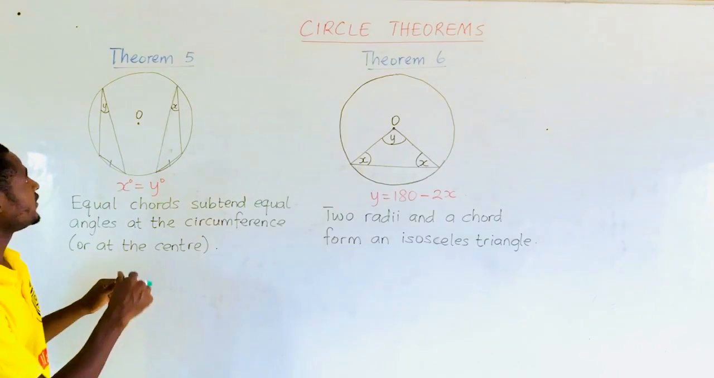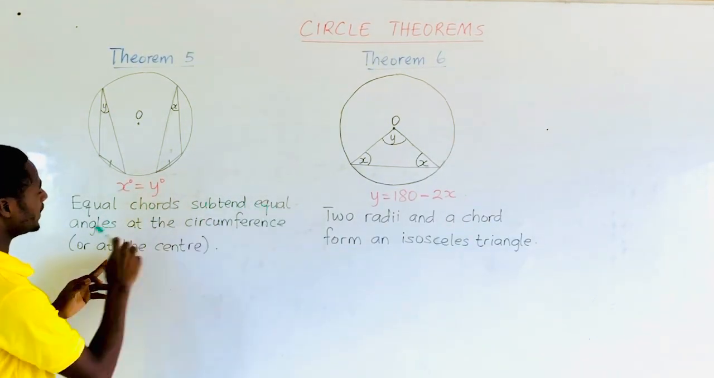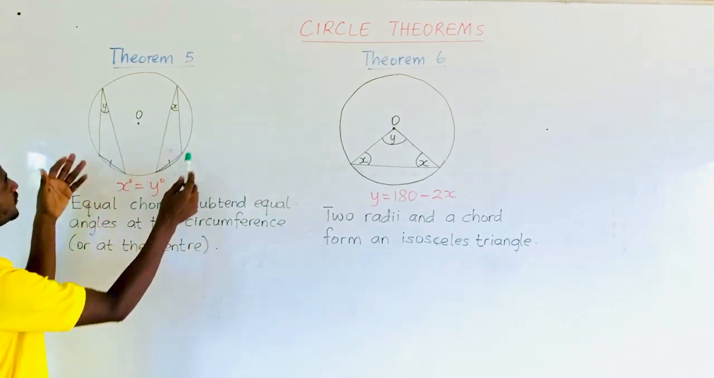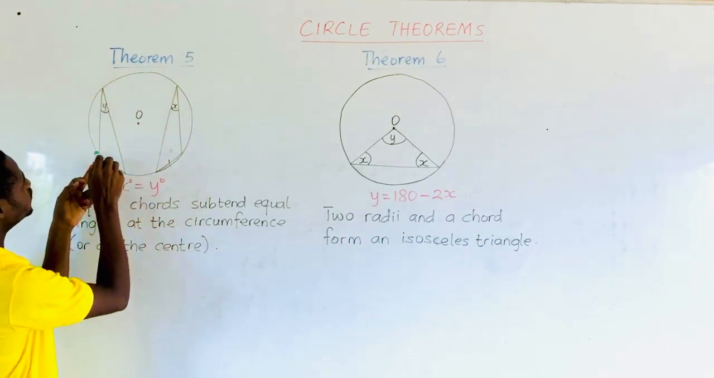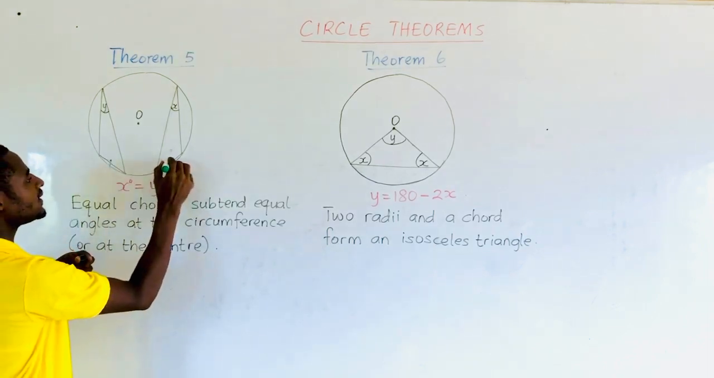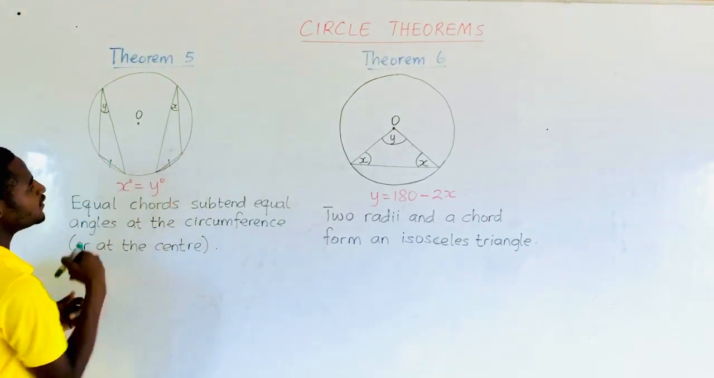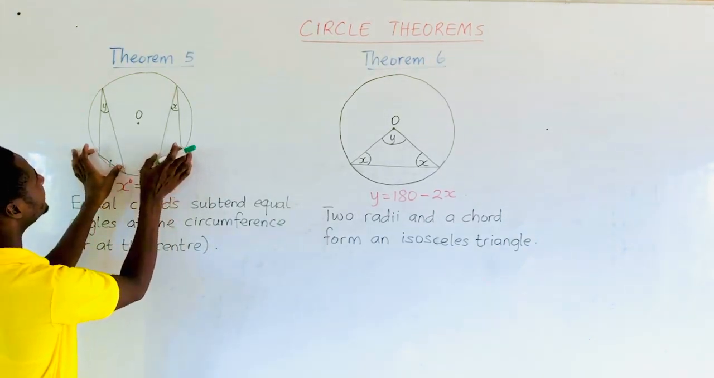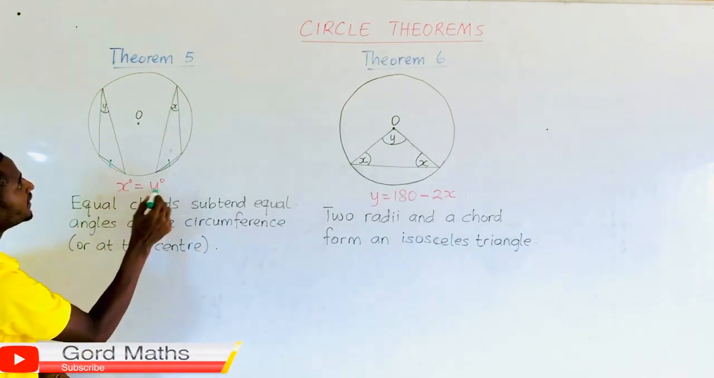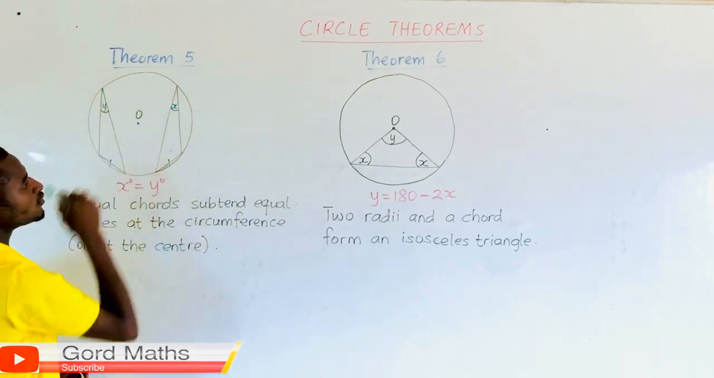The 5th theorem of a circle states that equal chords subtend equal angles at the circumference or at the center. And so when you look at this diagram, we have 2 different chords which are equal. This mark indicates that these 2 lines have the same length. So the chords are equal here. And so the angle that they subtend at the circumference of the circle should also be equal. Therefore, x is equal to y, or y is equal to x.